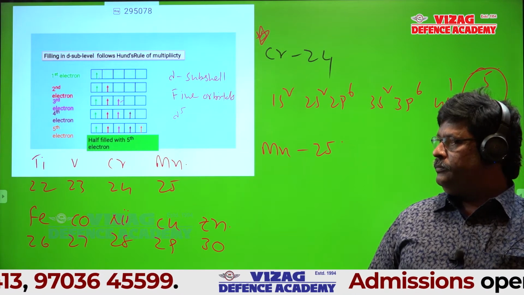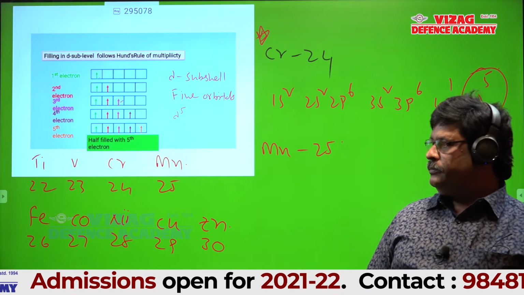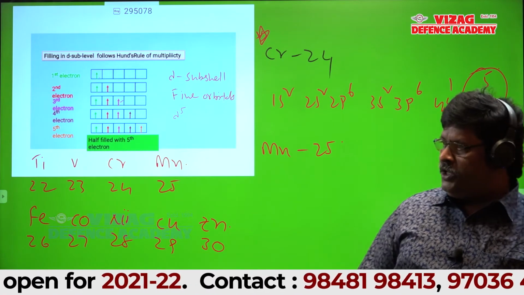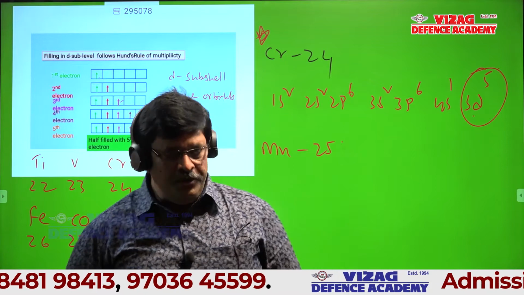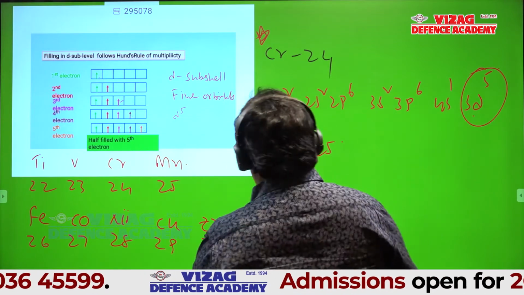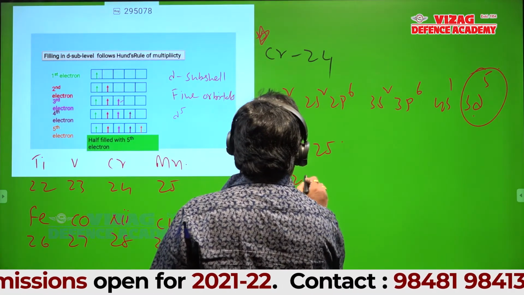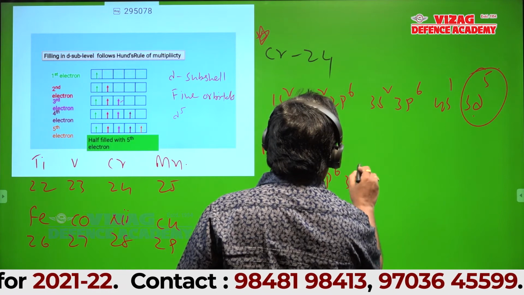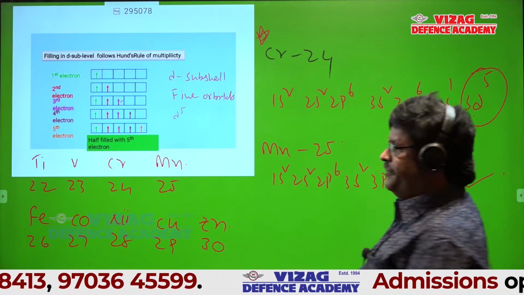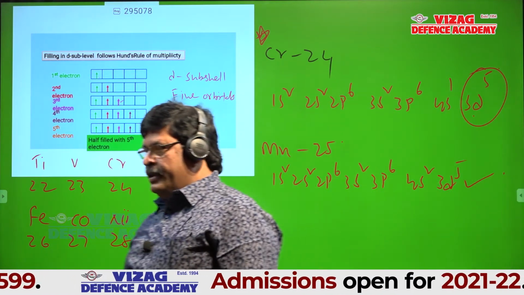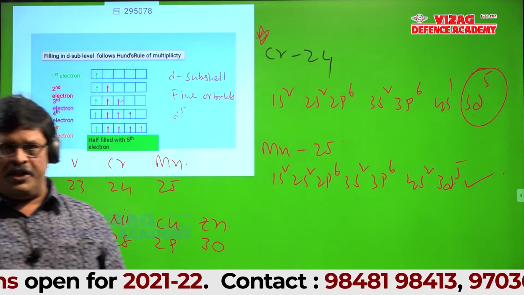1s2, 2s2, 2p. Is it okay? Can I continue? Right. Manganese is 1s2, 2s2, 2p6, 3s2, 3p6, 4s2, 3d5. Is it okay, students? It's not 4s1, 3d6. It is 4s2, 3d5. Is it okay?